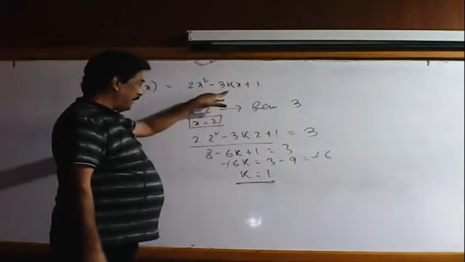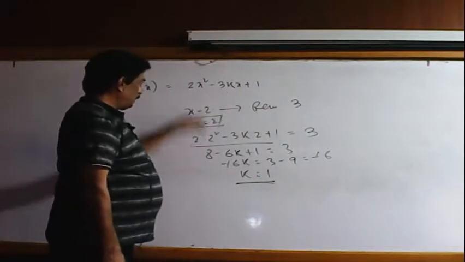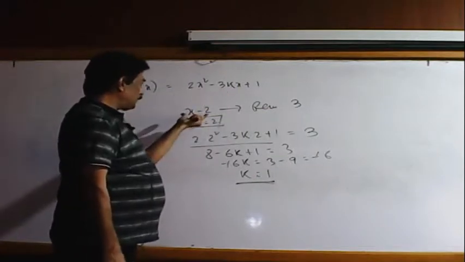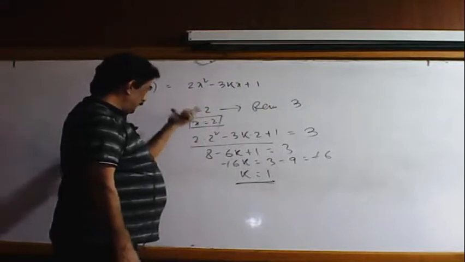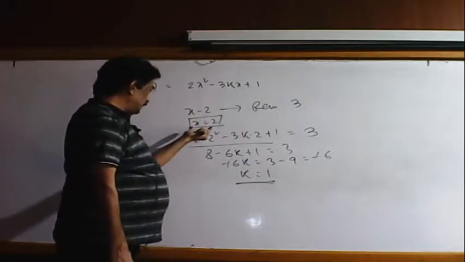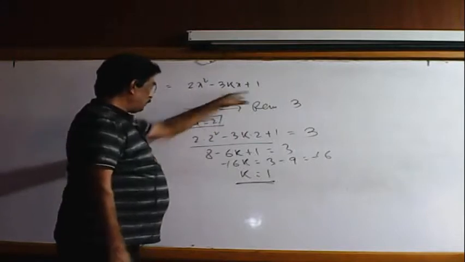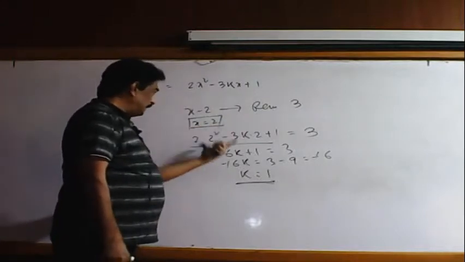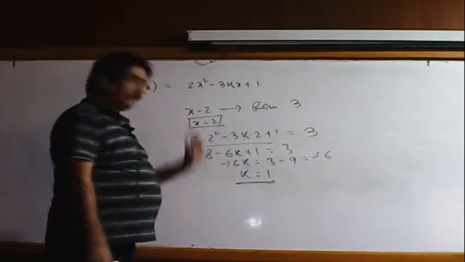Then what is the value of k? If I put x equal to 2 and the remainder is 0, then it is confirmed x minus 2 is one of the factors. But it is not a factor. When I put x equal to 2, the remainder will be 3. If I put x equal to 2, the result is this. This result is equivalent to 3. What is the value of k?